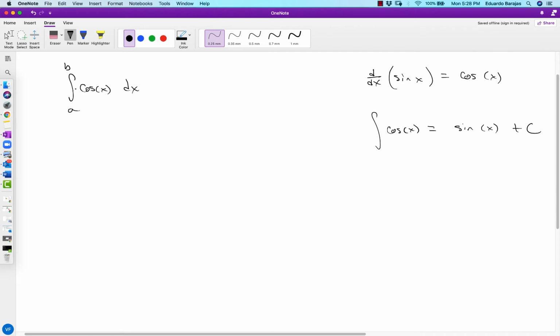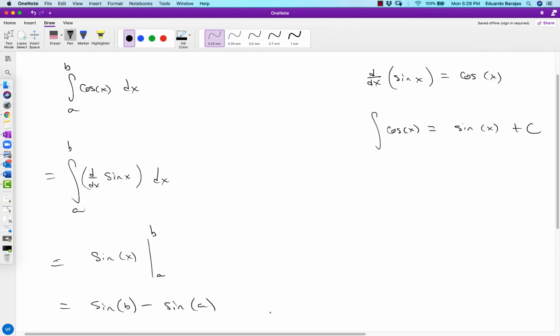All right, so keeping that in mind, to solve this one we could say it's the integral from a to b of the derivative with respect to x of sine x dx. The derivative of sine x is cosine x, and now these two kind of undo each other. And so this is going to be equal to sine x evaluated from a to b, or just sine of b minus sine of a. So this is using part 2 of the fundamental theorem of calculus, makes life easy.